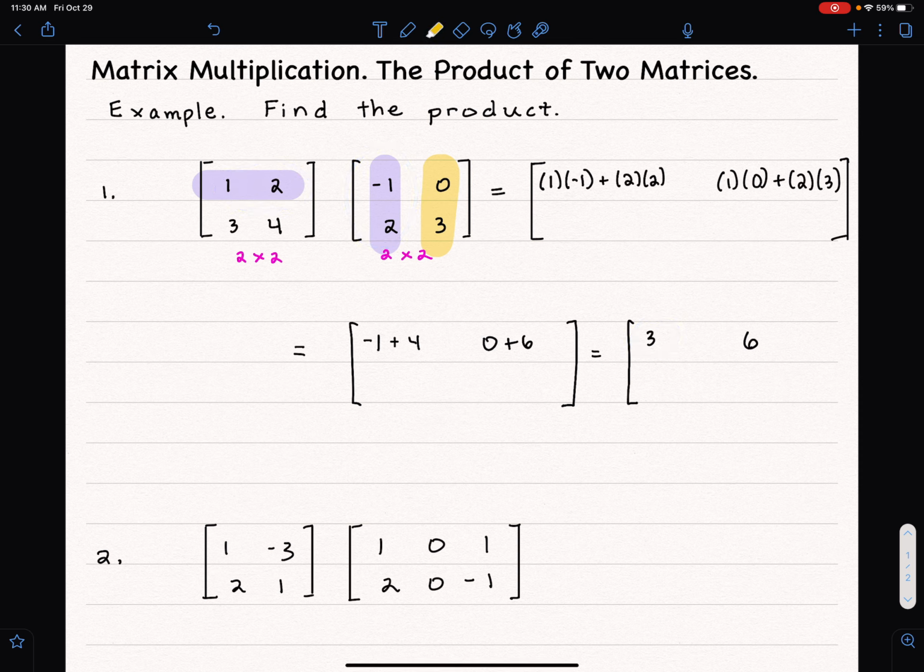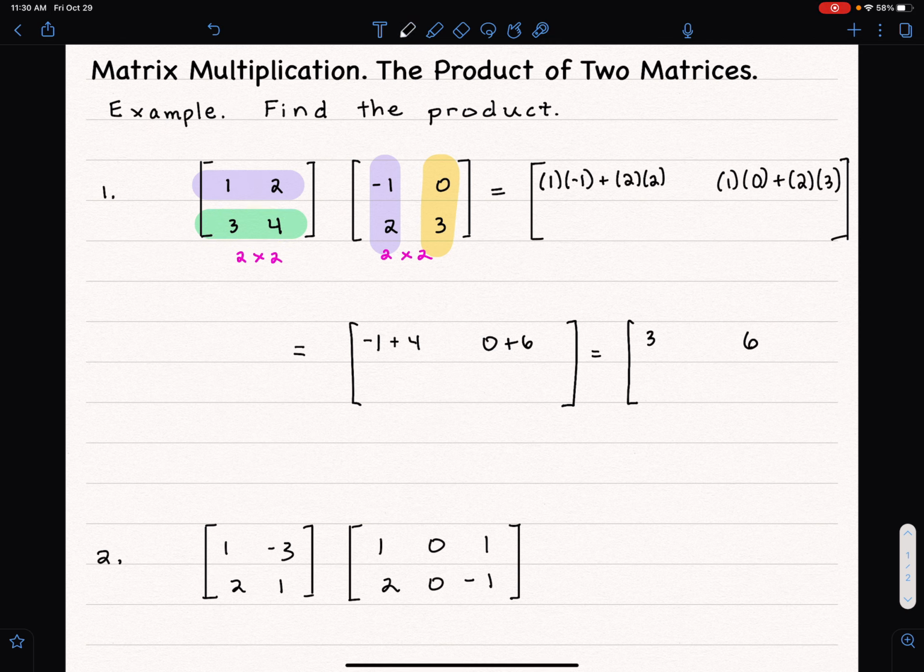All right, now let's go on to a different color and look at the second row. We're trying to find this entry over here, the second row, first column. So I take the second row and dot the first column. Second row of the left matrix dot the first column of the second matrix.